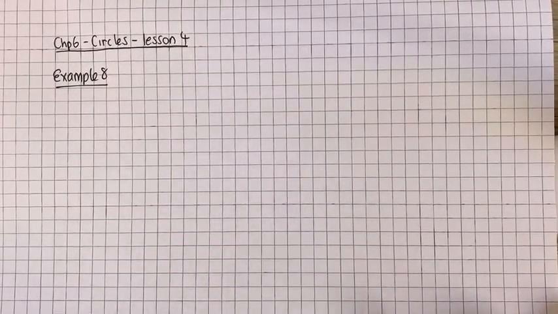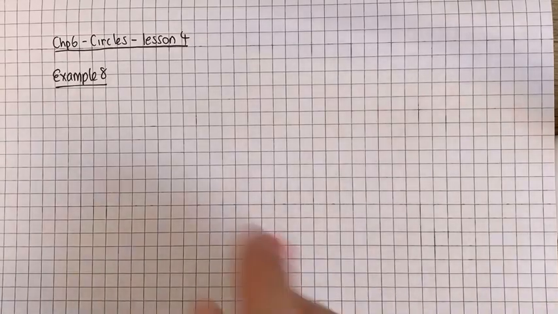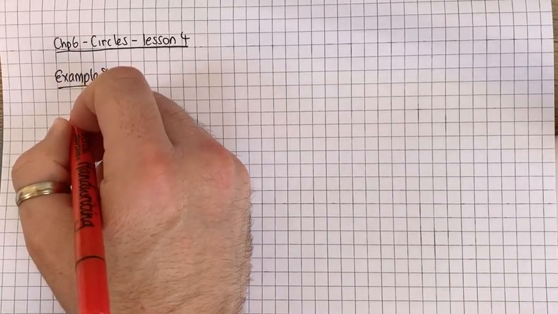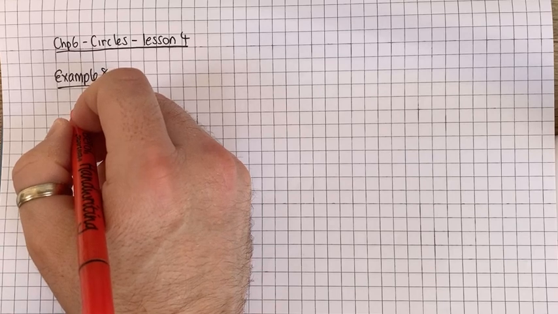Fourth lesson on the circles chapter, chapter 6 from the Year 1 Pure textbook. There's 2 examples to do before exercise 6D. So example 8. Example 8 wishes us to find where the straight line meets the circle.